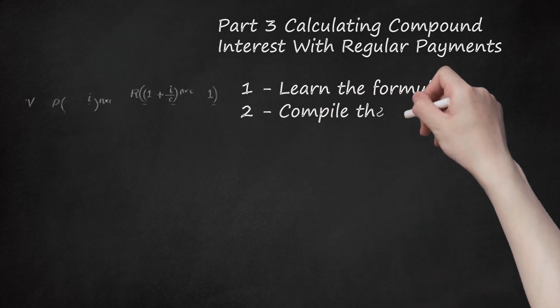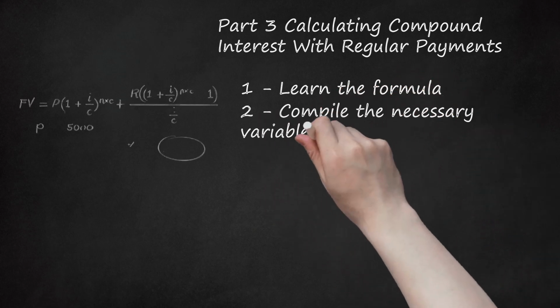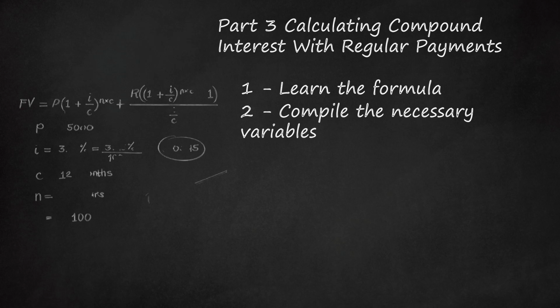2. Compile the necessary variables. To compute the future value of this type of account, you will need the principal, or present value, of the account, the annual interest rate, the compounding frequency, the number of years being measured, and the amount of your monthly contribution. This information should be in your investment agreement. Be sure to convert the annual interest rate into a decimal. Do this by dividing the rate by 100.